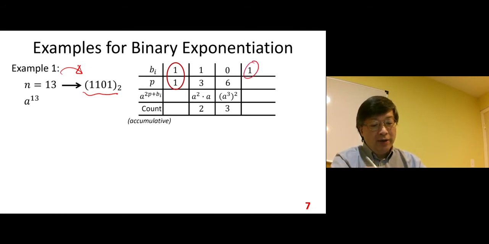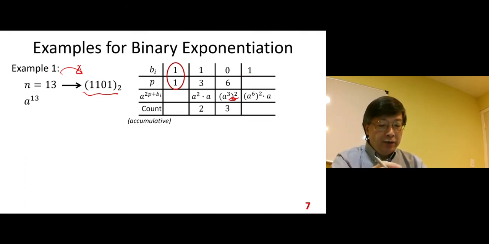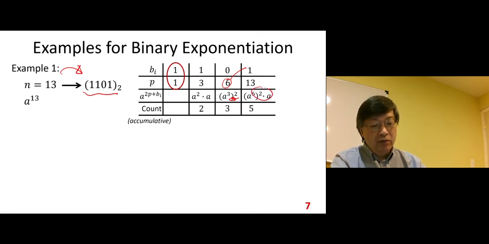Next, 1, so 2p plus 1. Yeah. So square of the previous one, then times the base. So a to the 6th, then whole thing square times a. Okay? So the p, 2 times the 6 plus 1, 13. Yeah. And accumulative, because we need 2 more multiplications, adding up to 3, so we get 5.